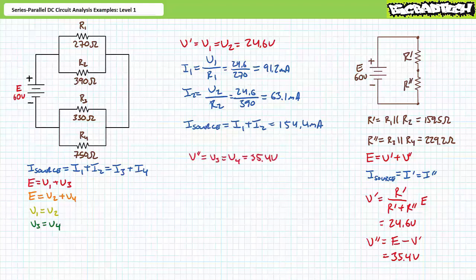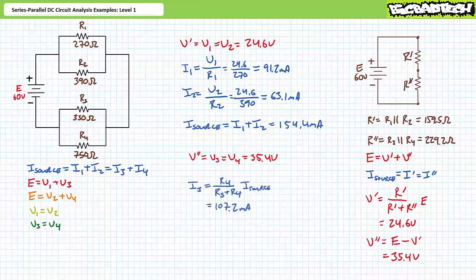Let's now examine the electrical properties of the simplification R double prime. R double prime is the parallel combination of R3 and R4. Voltage across elements in parallel is the same. V double prime equals V3, which equals V4, and they both equal 35.4 volts. We could go ahead and use another application of Ohm's law to solve for I3 and I4. However, this is a perfect setup for the current divider rule. We have a parallel combination of 2 known resistors, and we know incoming current.